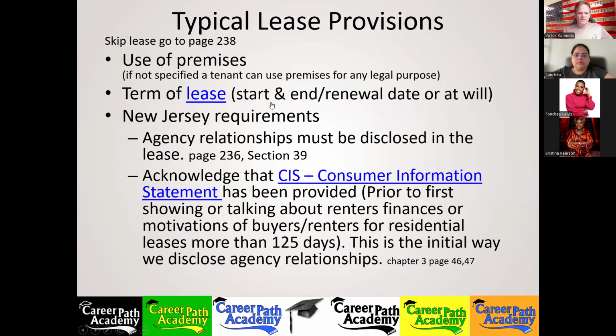You've got the term of the lease, the use of the premises. You've got to specify the agency relationship, just like in the sales contracts. The first time we ever do that with somebody is by giving them the CIS form, right? The Consumer Information Statement. That needs to be given to all tenants, except for short-term rentals less than 125 days, which are considered seasonal. It's not required for commercial properties, only residential.